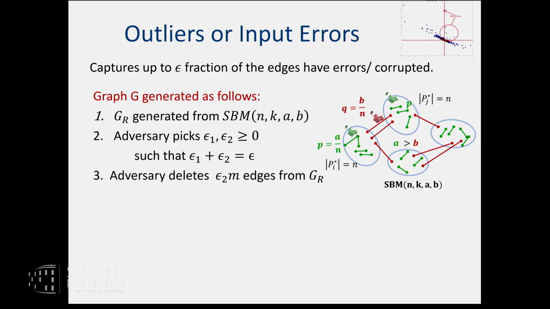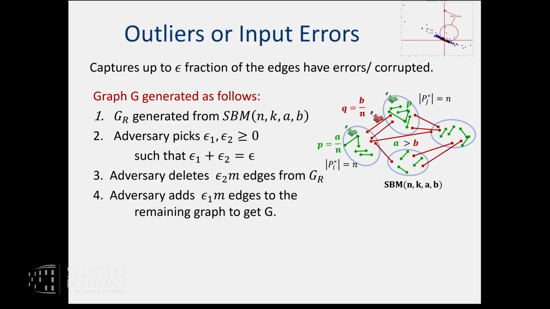So it has a total budget of epsilon m. The adversary can delete, say, epsilon over 2 times m edges, and can add a bunch of edges. But in total, the number of corruptions that the adversary makes is at most epsilon m. So you can think of this as a stochastic block model plus a constant fraction of it being arbitrarily corrupted.